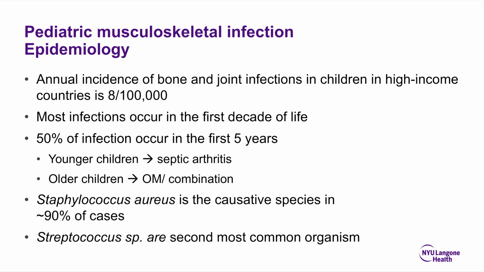In terms of the epidemiology of pediatric musculoskeletal infection, the annual incidence of bone and joint infections in kids in high-income countries like the US is 8 per 100,000. Most infections occur in the first decade of life, although half of infections occur in the first 5 years. Younger kids are more likely to present with septic arthritis. Older kids are more likely to present with osteomyelitis or a combination of MSK infection. Staph aureus is the causative species in about 90% of the cases, and then strep species are the second most common infectious organism.